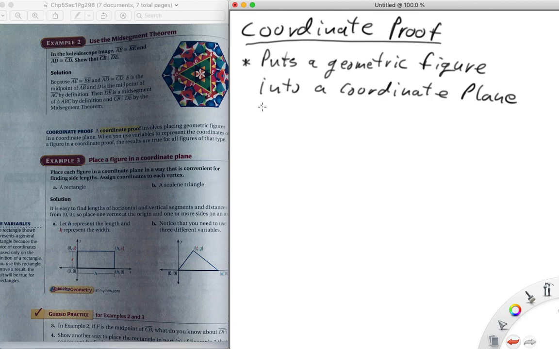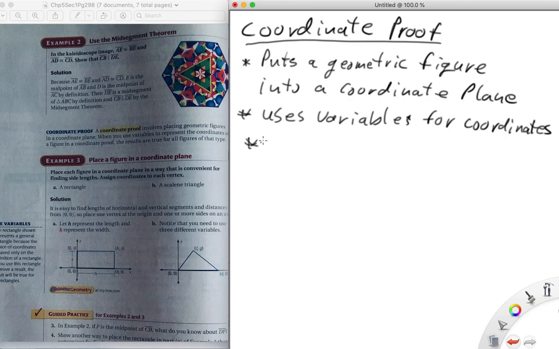It uses variables, no numbers. It uses variables for coordinates, which makes sense. We don't want to use numbers. And the thing about coordinate proof is that it has to be true for all figures of the type. We'll say all congruent figures or figures that are exactly like it.